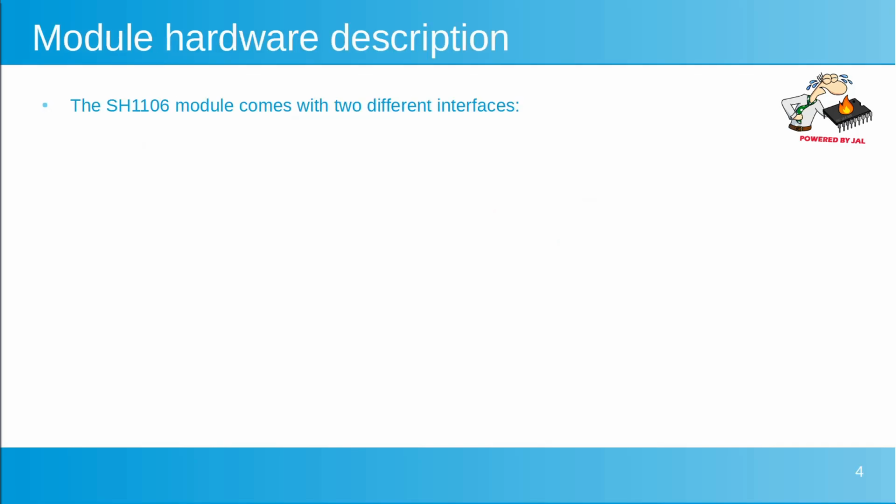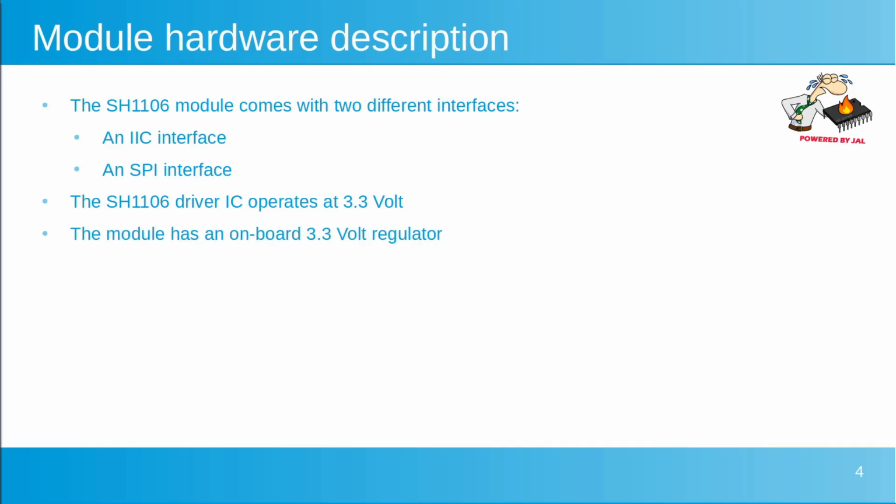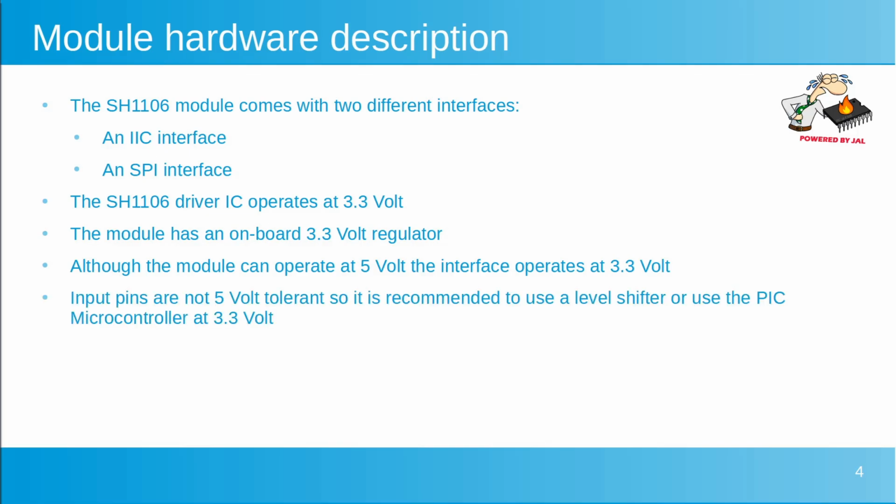So this SSH1106 module comes in two different interfaces. It has an I2C interface, or you can purchase one with an SPI interface. As I mentioned before, the driver IC operates at 3.3 volt, but this module has an onboard voltage regulator. And although you can operate the module at 5 volt, the interface pins operate of course still at 3.3 volts. And the input pins of the display controller are not 5 volt tolerant, so it's recommended to use a level shifter or use a PIC also at 3.3 volt when using the module at 3.3 volts.